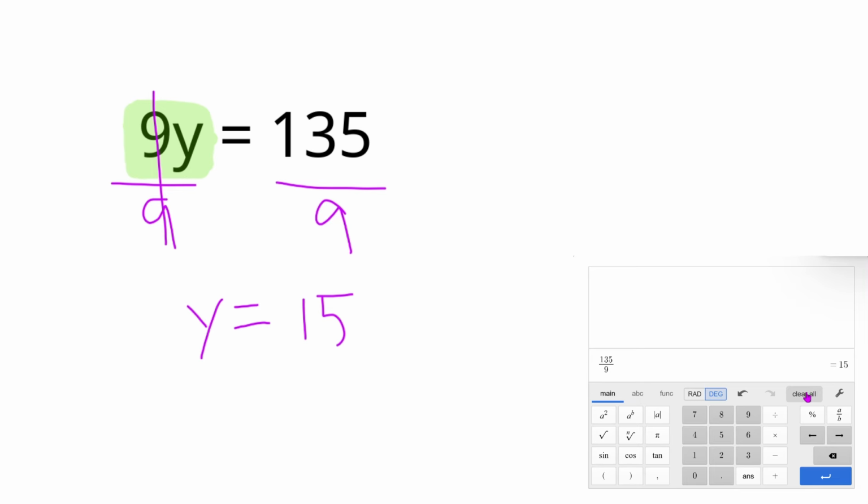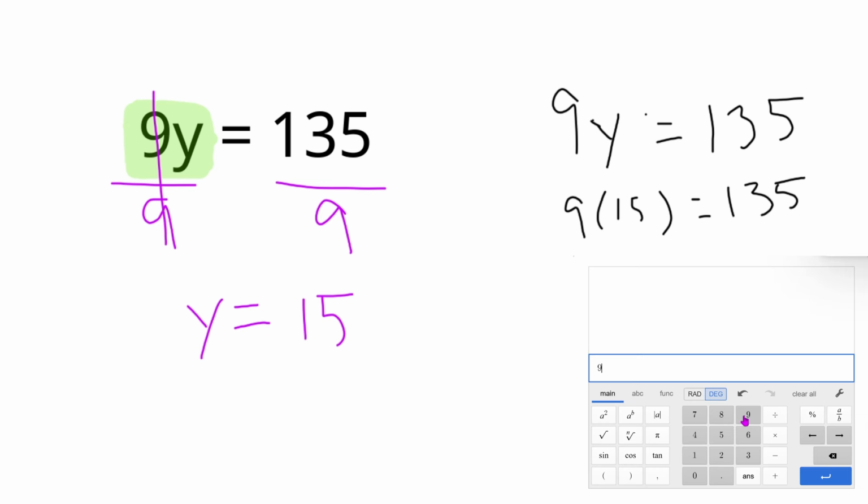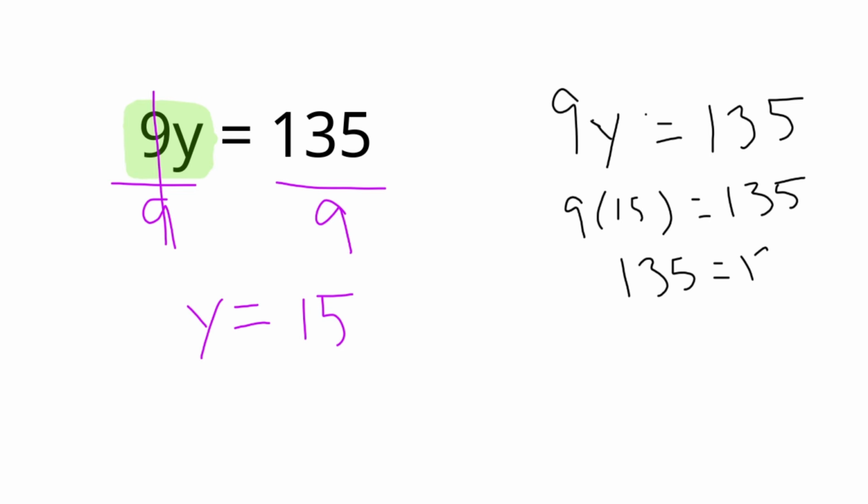Now let's perform a 3-step check. First step, rewrite your original equation. 9 times y equals 135. Then step 2 is to plug in your y. Y is 15. So 9 times 15 equals 135. Step 3 is to confirm that 9 times 15 is in fact 135. 135 equals 135. This checks out.